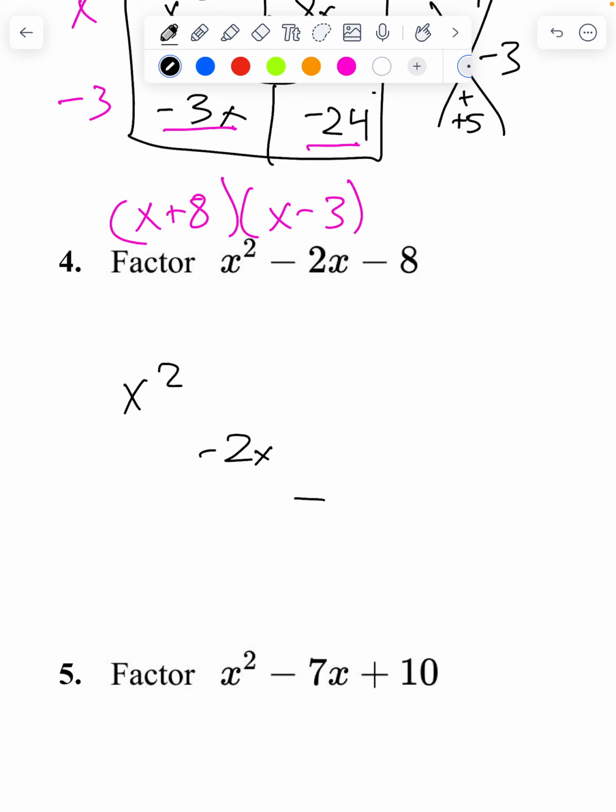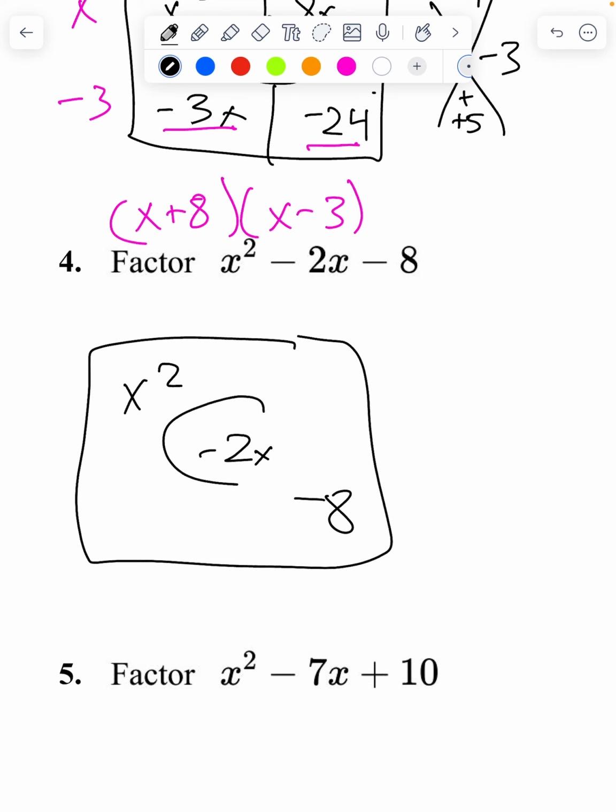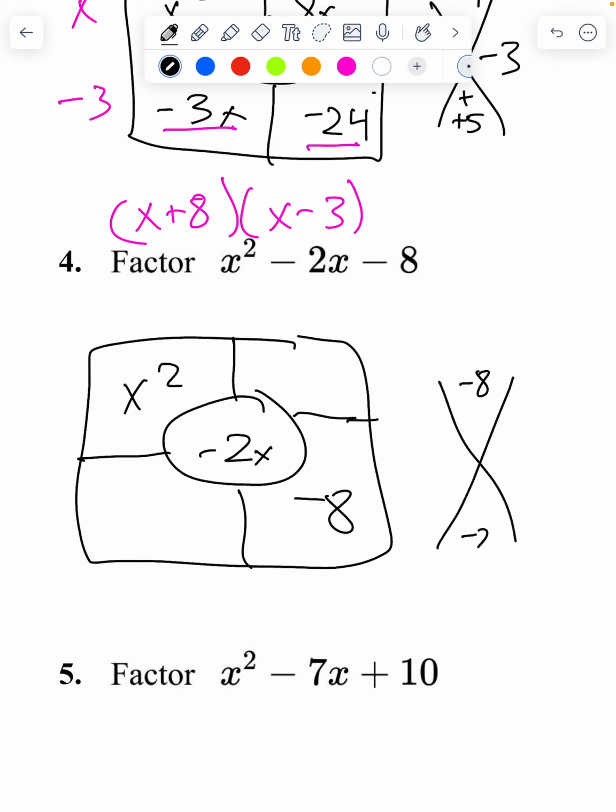Starting out with box and circle right away, three pieces, I see it. Write that in there. So negative 8 is what it has to multiply to, and it has to add to negative 2. So I'm thinking 4 and 2, 1 and 8. Let's see here, 1 and 8, 2 and 4. So 2 and 4. So negative 4 and positive 2.